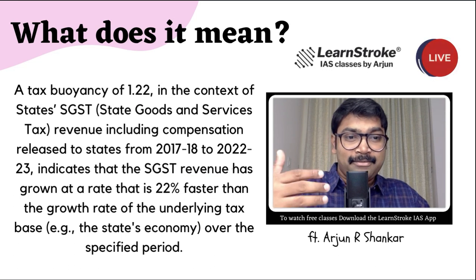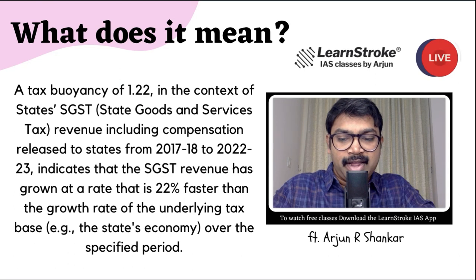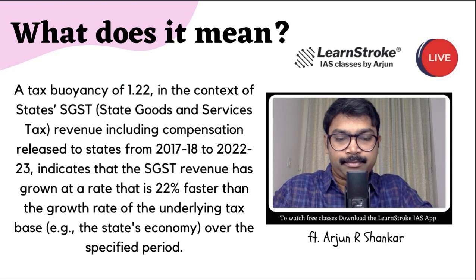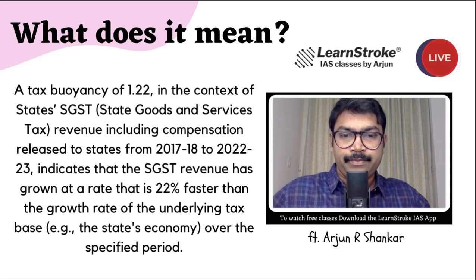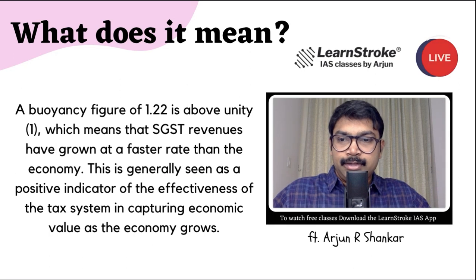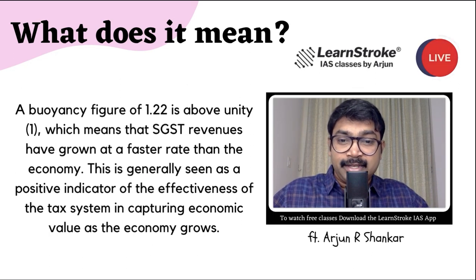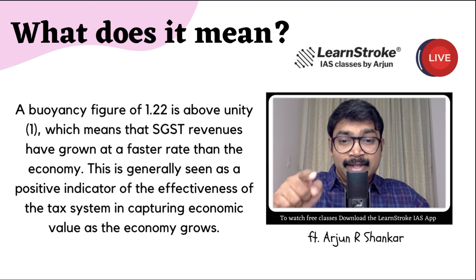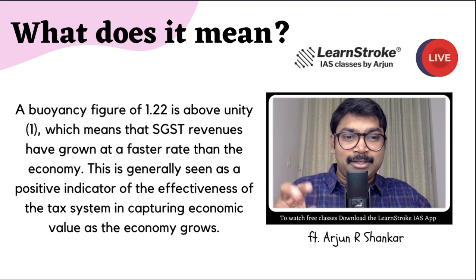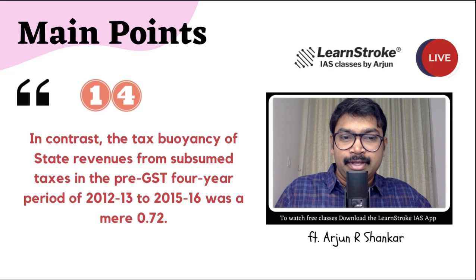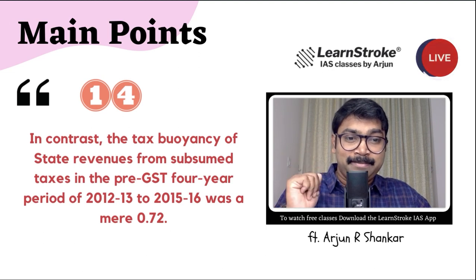So let's find out what are the other important points that we have to understand in this. You can see a buoyancy figure of 1.22 is above unity, which means revenues have grown at a faster rate than the economy. This is generally seen as a positive indicator. So definitely a positive indicator is something that we have seen here. So let's understand the next important 14th point.